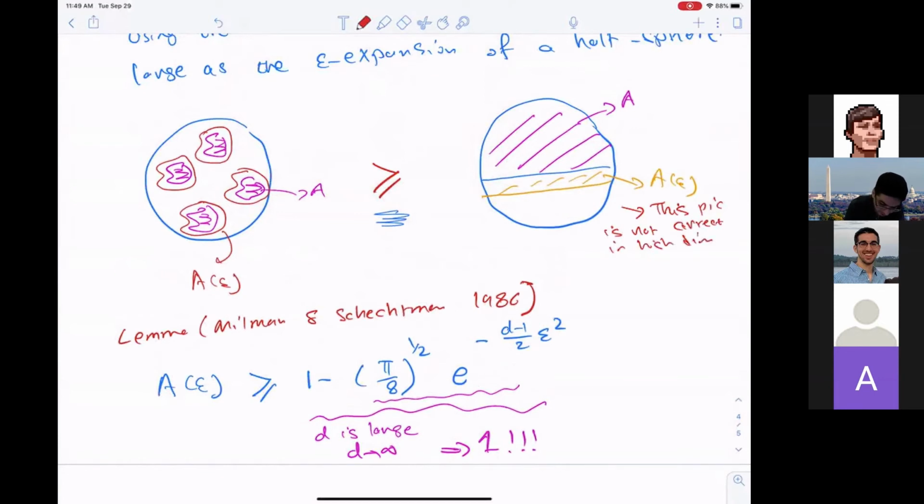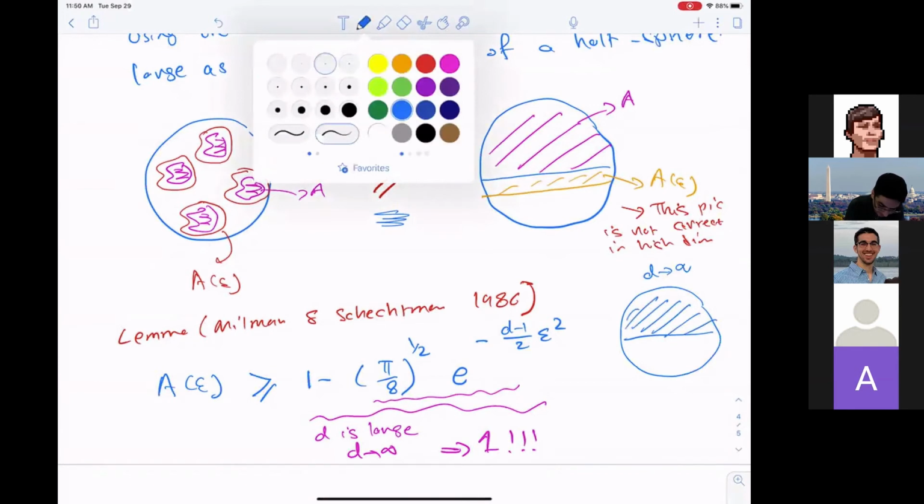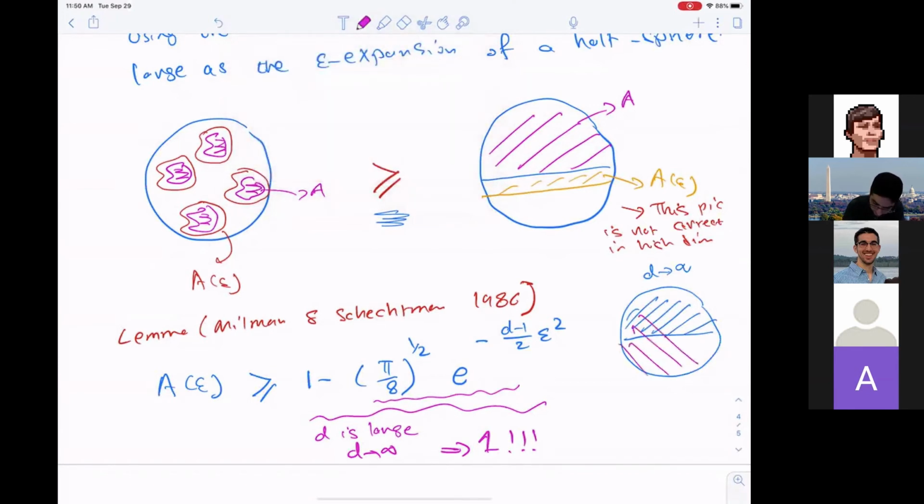So in high dimension, effectively speaking, let's say D is large. You have a half sphere, you do an epsilon expansion, and it covers almost the entire sphere. That's one of the really interesting intuitions that we get from isoperimetric inequalities. We'll see the implication of this result in adversarial robustness, but before that, let me pause and take questions.